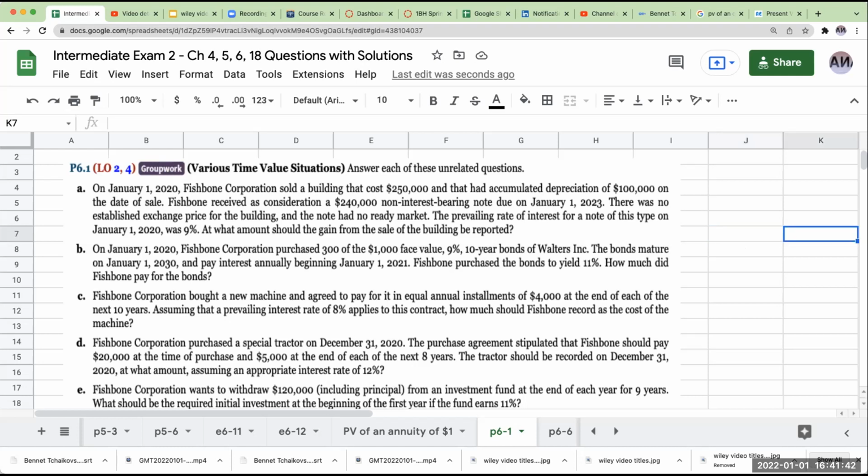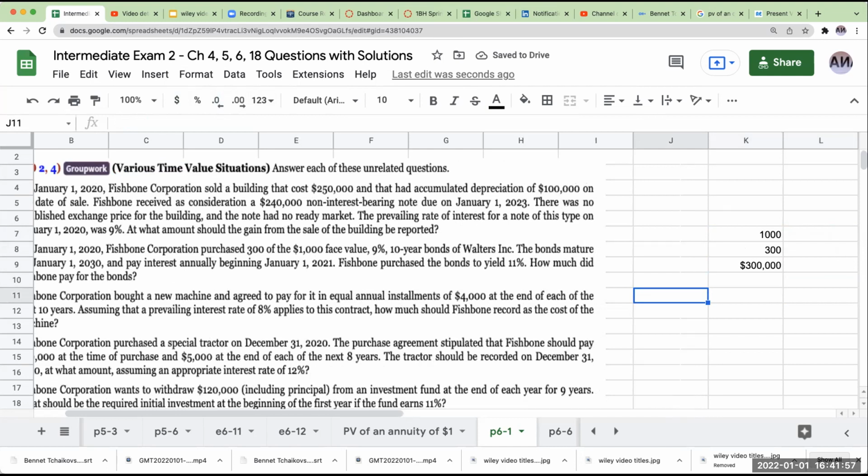Okay, so let's think about this here. I've got $1,000 face value, and I bought 300 of these. So the amount that I'm going to be recording as an investment in bonds is going to be over here at 300,000. However, I did not pay that particular dollar amount. I bought the bonds to yield 11%.